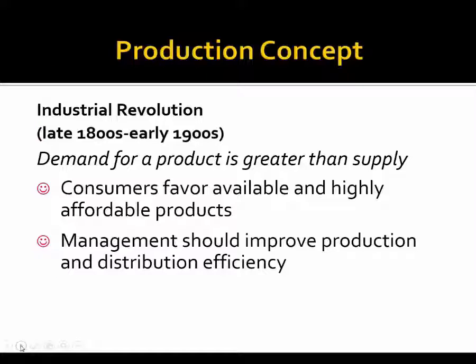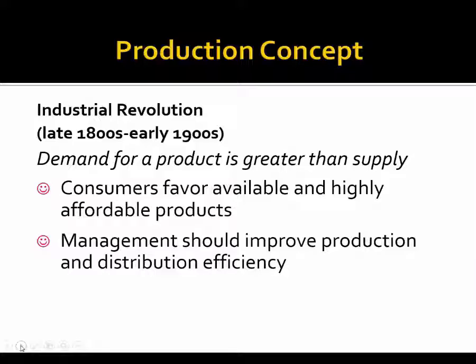The first one is known as the production concept. The production concept was first introduced in the Industrial Revolution period, between the late 1800s and early 1900s. The market situation at that time was that demand for a product was greater than the supply. That means the business owners just needed to improve production and distribution efficiency in order to deliver the products to the customer, and the customer would be happy.